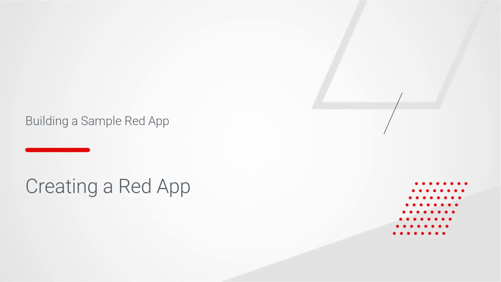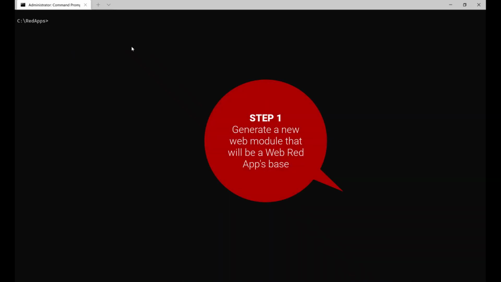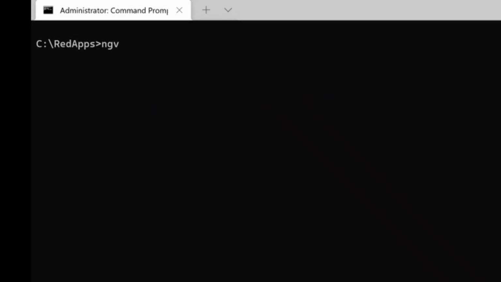In this lesson, we will generate a new web module and look at its structure. If we want to create a new web Red app, the first step is to generate a new web module that will be its base. We can achieve this using concierge. To generate a new web module, we can use ngv-init command.